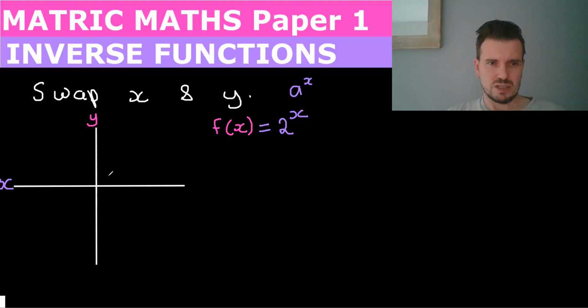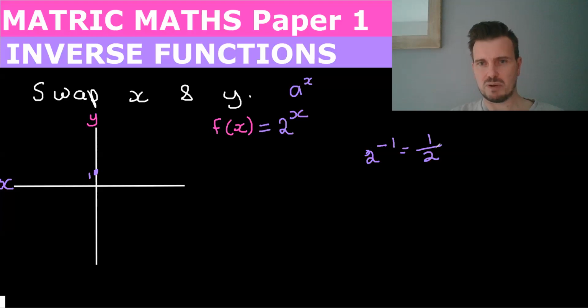Okay. So an exponential function always intersects at 1, because 2 to the power of 0 is 1, because anything to the power of 0 is 1. And then if we have x being a negative number, so say x was -1, then because of our exponential rule, the 2 goes to the bottom and becomes +1. So 2 to the -1 is a half.